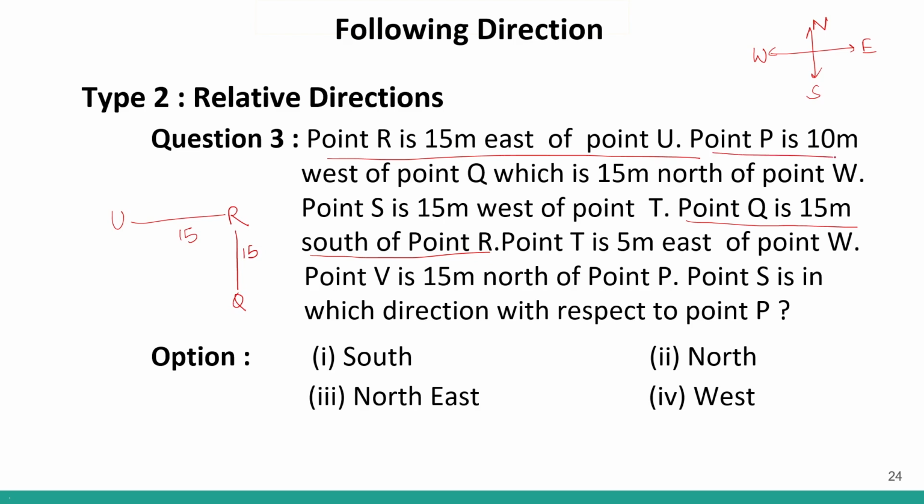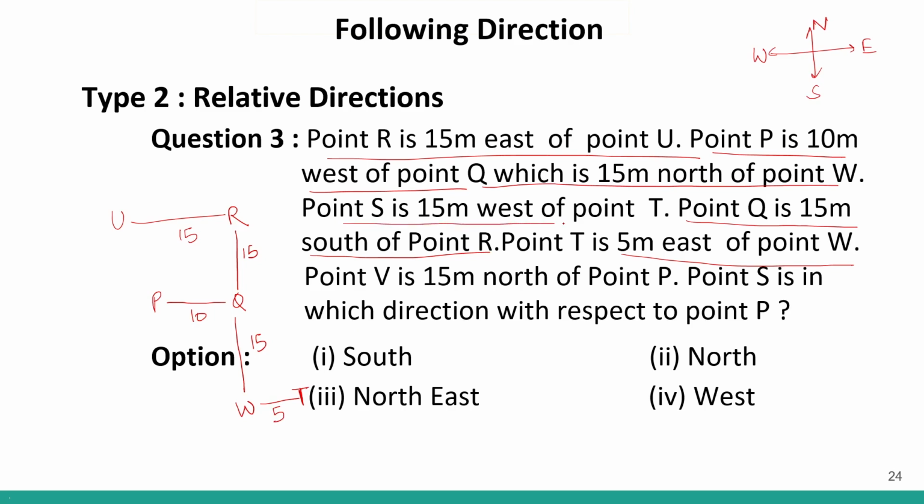Right? Now let us see. Point P is 10 meter west of point Q. So it is here. And Q is 15 meter north of point W. So we have to go 15 meter down to W over here. Right? Point S is 15 meter west of point T. We cannot use this information right now. Now, point T is 5 meter east of point W. So it is 5 meter. Here we have T east of W.